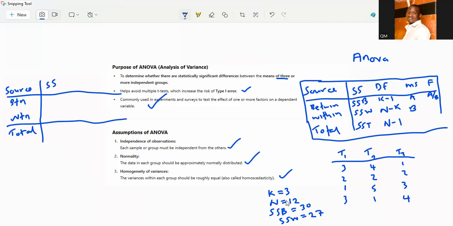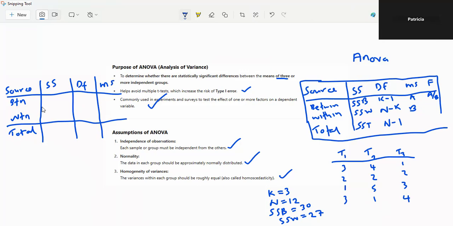What is our SSB according to the data we have? It's 30, so we put 30 here. What is our SS within? It's 27. So what becomes our SS total? We just total up here, which is 57. This information is just from there. I want you to learn how to balance up, because balancing up is the most important thing.